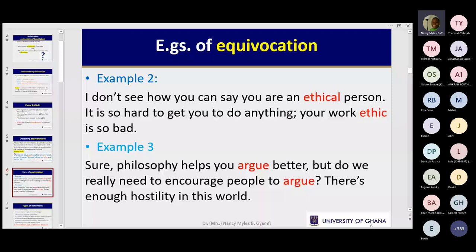I want Teresa, if you are still there, read this one and then someone else can continue reading for us. Thank you. Examples of equivocation, example two.